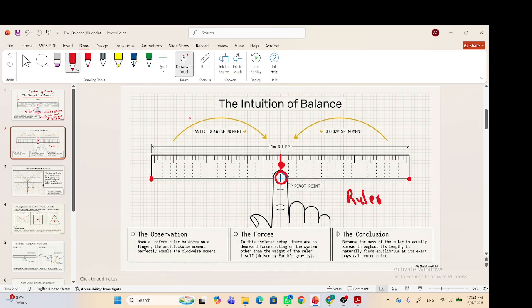In the center of gravity, all the moment of this side will be equal to the moment of the right side, and this moment which will be made by this force, this is called what? Clockwise.